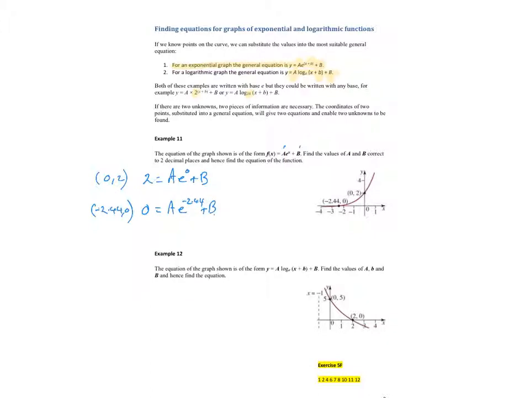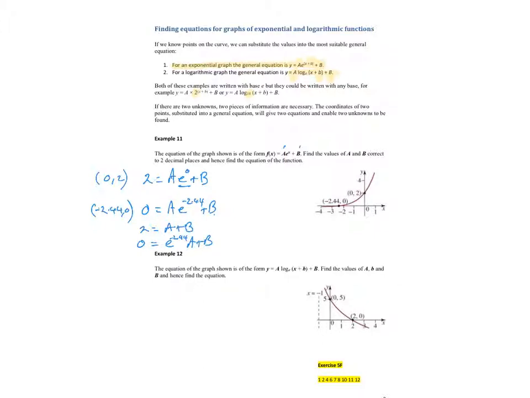So what are my two equations going to give me? e to the 0 is 1, so I get 2 is equal to a plus b. And I've got 0 is equal to e to the negative 2.44 a plus b. So two equations, two unknowns.